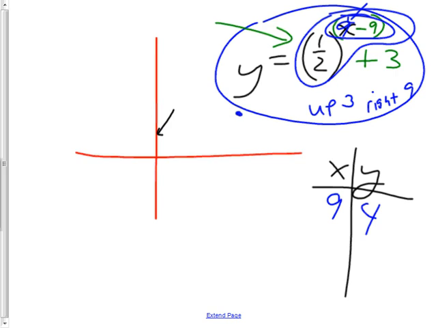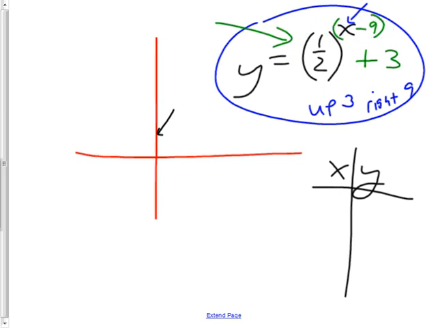9 was a good choice. I'll give you something that wouldn't be so awesome. If I put in 0, even though 0 is one of my favorite numbers, I'm going to have to do 2 to the negative 9th power. Not fun. Get what I'm saying? So don't choose 0. Choose wisely.